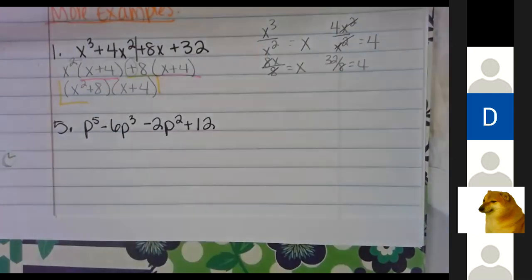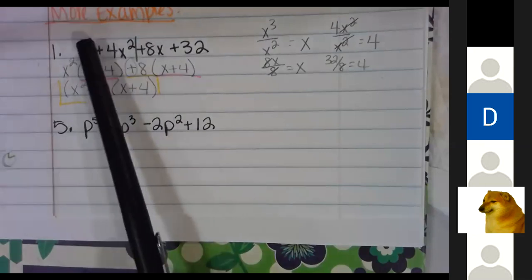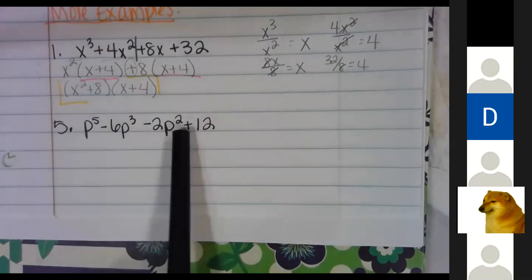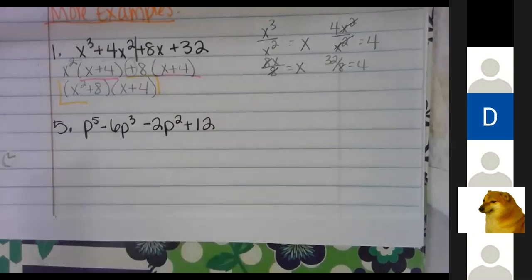All right, I'm gonna jump down to number 5 because 2, 3, and 4 are basically just like this one, where they don't have a leading coefficient. This one doesn't either, but this one started off with p to the 5 minus 6p cubed minus 2p squared plus 12. And this one went 3, 2, 1, 0. This one kind of skips. This one goes 5, 3, 2, 0, but it's still in standard form, with exponents going from greatest to smallest.